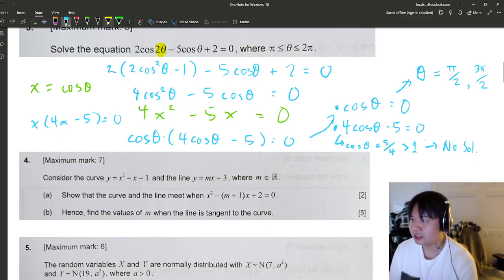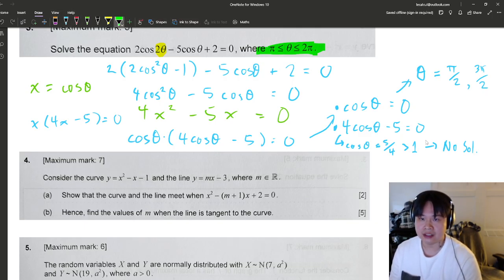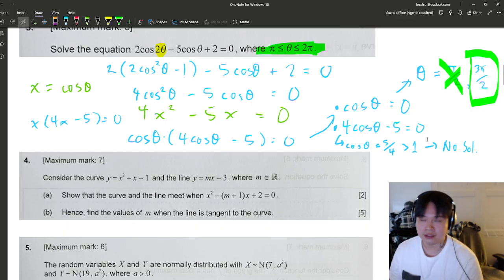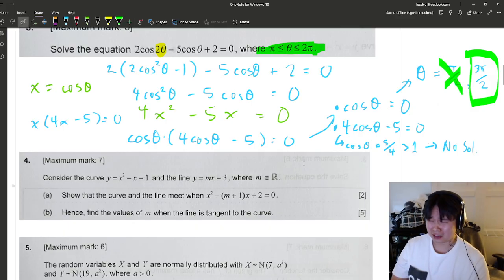And then just to finish off the question, they do tell you a specific domain. We are only going to accept angles that are between pi and 2 pi over 2. So we only have one answer, this one. The first one is not part of the domain in the question.